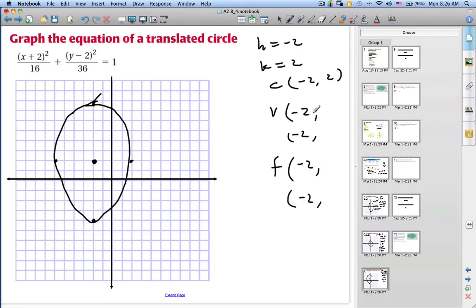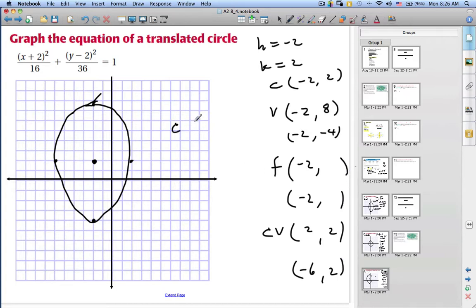And how much did we move? We moved 6, so not negative 2, we moved 6 from 2, so 2 plus 6 is 8, 2 minus 6 is negative 4. Those are my locations here. If you look at the co-vertices, they're going to have the same y-coordinate as the center. And from negative 2, I moved 4, which would take me to 2, and minus 4, which would take me to negative 6.